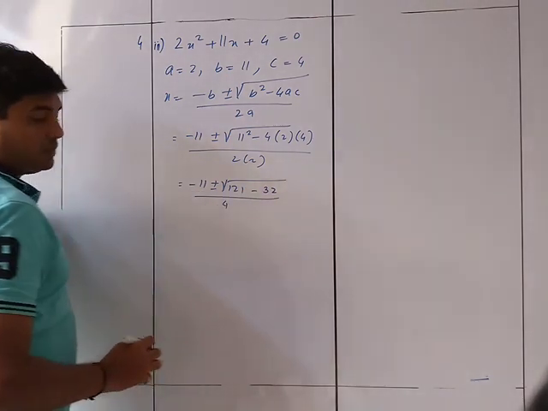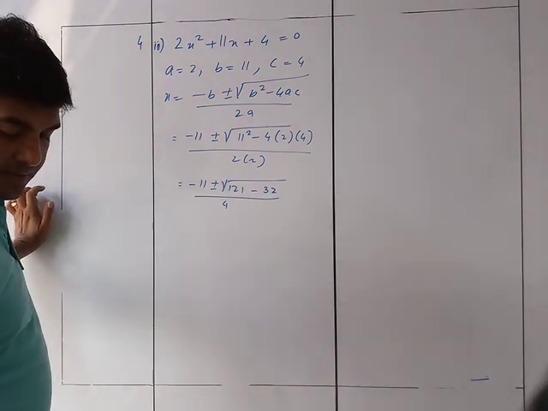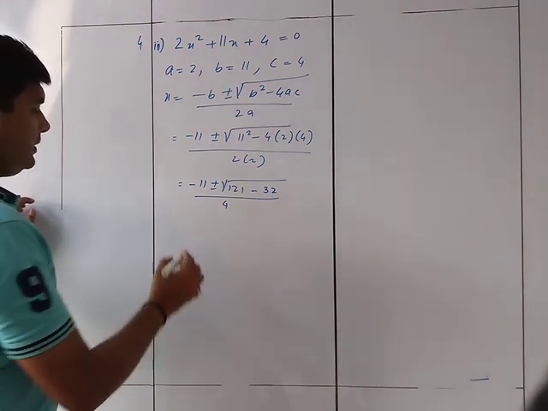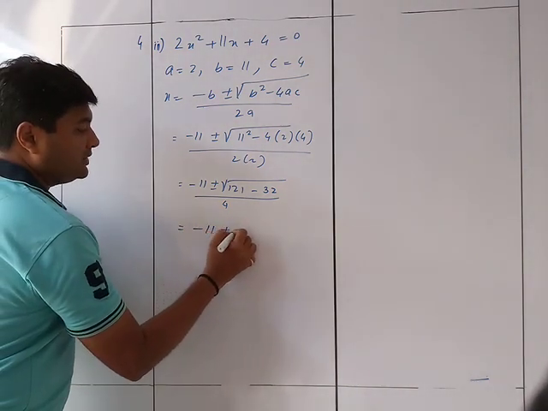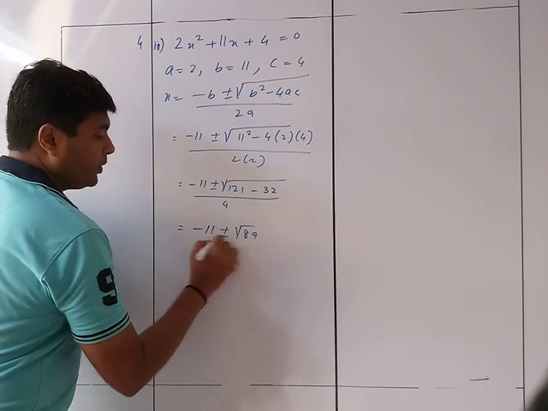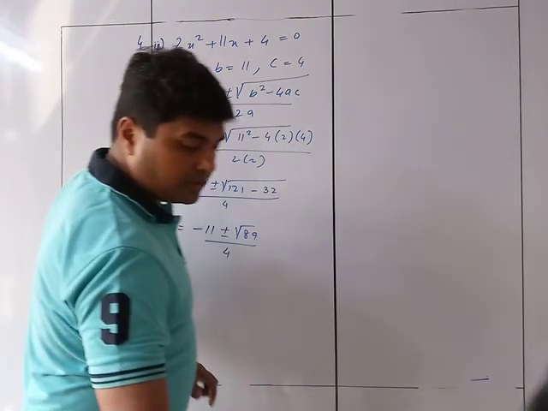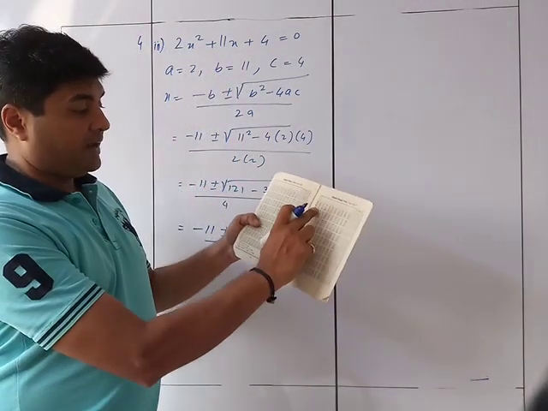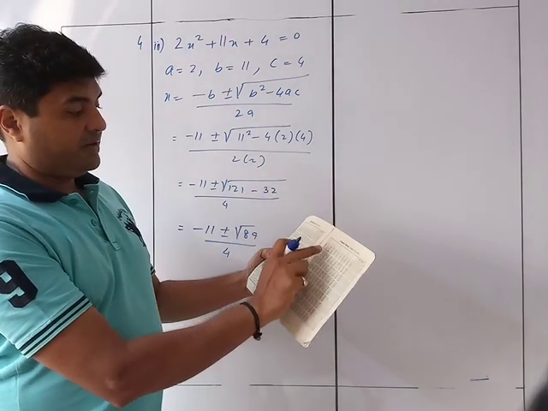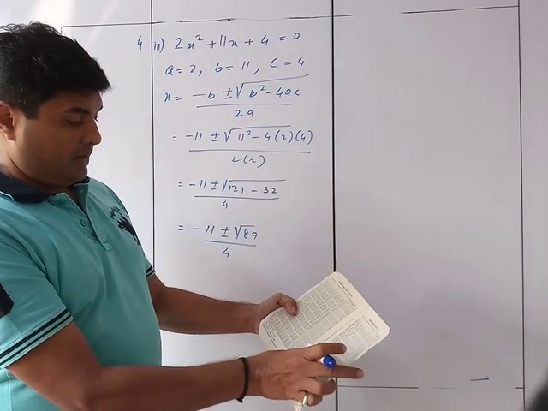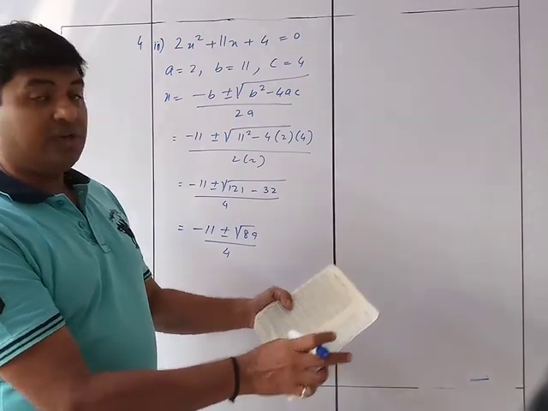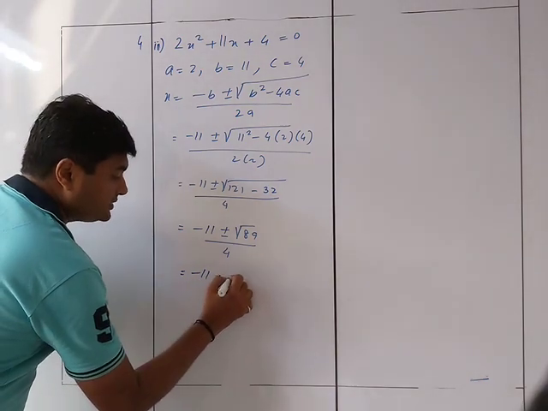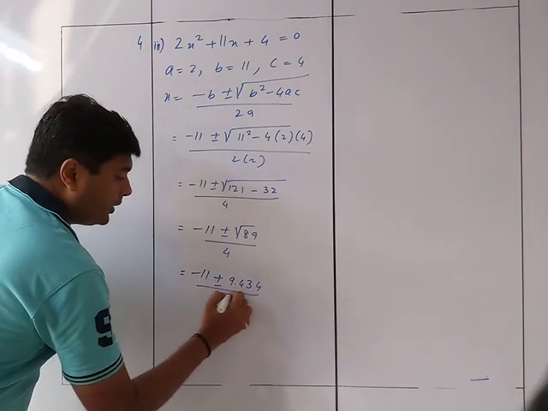Okay. So here we see that 121 minus 32 is 89. So this will be minus 11 plus or minus root of 89 upon 4. From the table we get the root of 89. You can see that 89 is on this side, 86, 87, 88, 89, and it is 9.434. So it is equal to minus 11 plus or minus 9.434 upon 4.